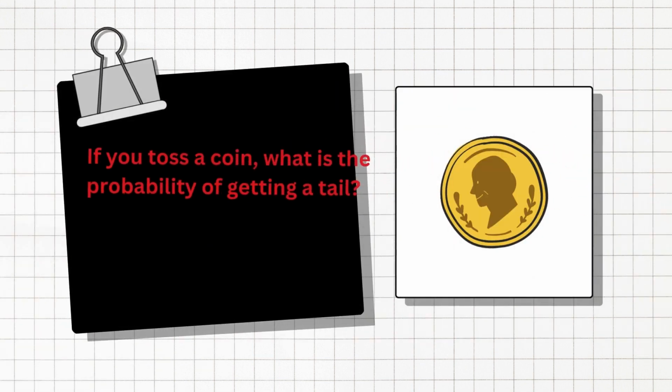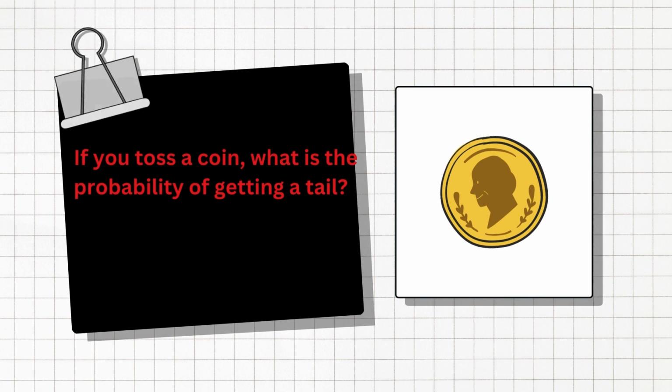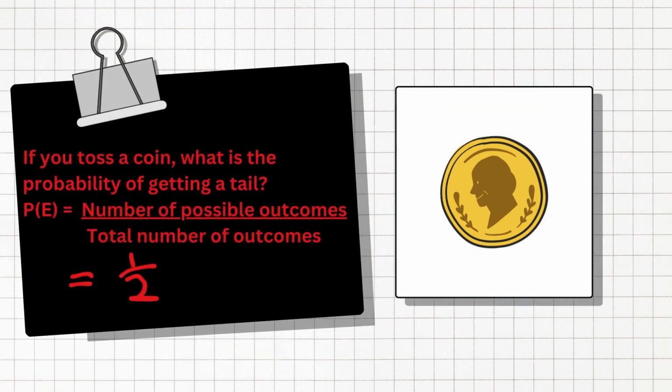Now, if you toss a coin, what is the probability of getting a tail? For a coin, we have 2 options. It's either you get a head or a tail. The total number of outcomes that we can get is 2, which is either a head or a tail. But we want to find out the probability of getting a tail. So the number of possible outcomes, if we narrow it down to just getting a tail, is 1. So the probability of getting a tail is simply 1/2.